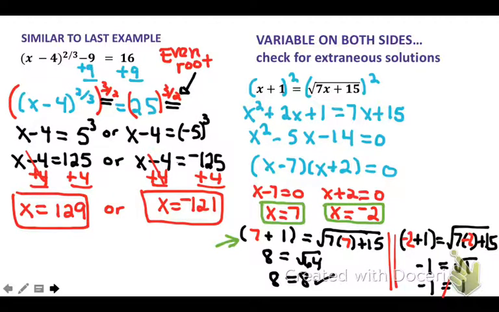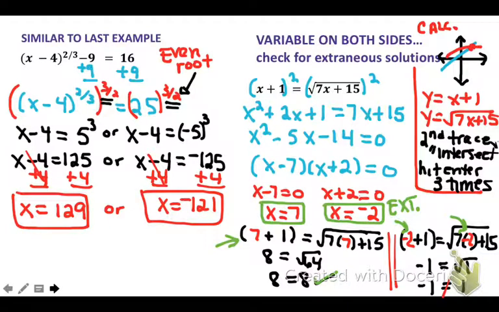I subbed the 7 back into the original equation. 8 does equal 8, so that checks, that's true. I subbed in the negative 2, and I ended up with negative 1, and it does not equal a positive 1, so the negative 2 is extraneous. We could have also used our calculator to figure this out.